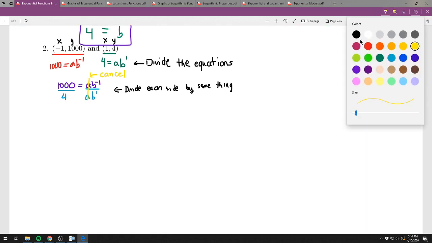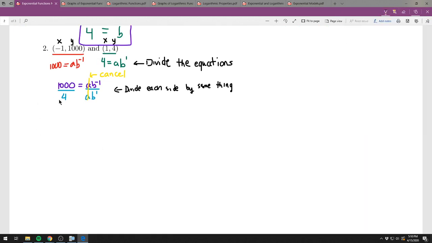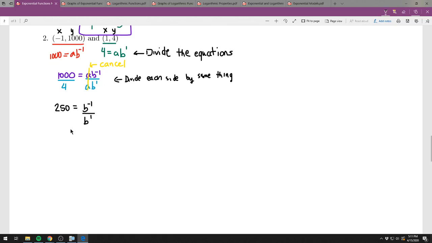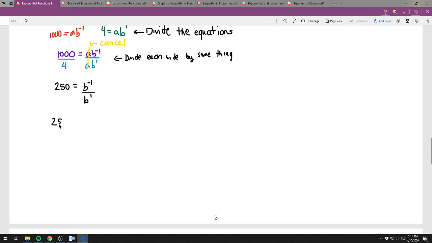And now simplify the rest. The left side, 1,000 over 4, works out to be 250. And the right side, we have b to the -1 over b to the 1. Now you can use exponent rules here to get b to one single power. Remember, when you're dividing, you can do the top minus the bottom. -1 minus 1 is -2 is the exponent.